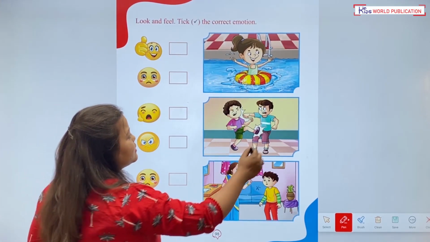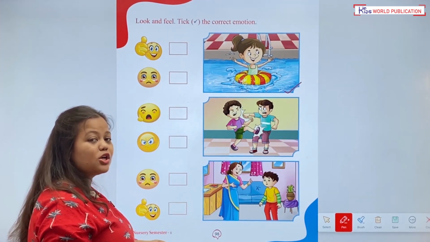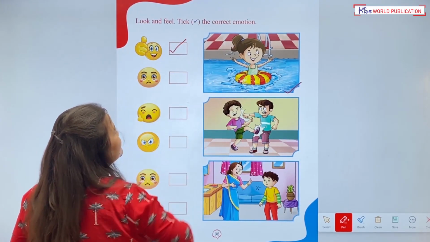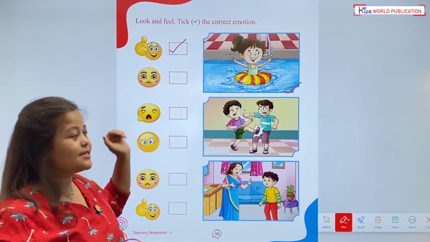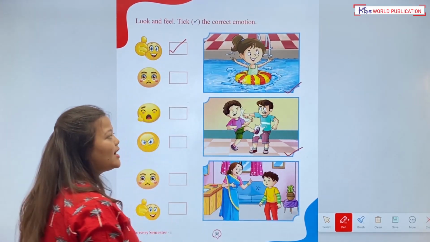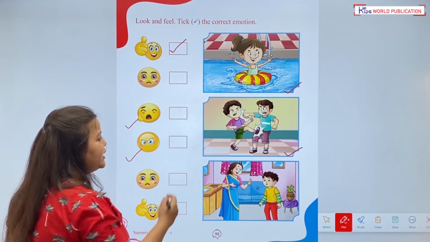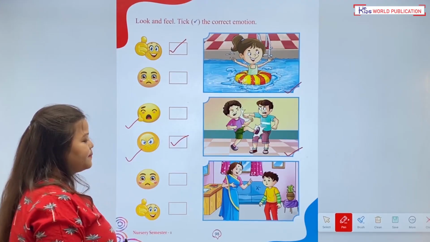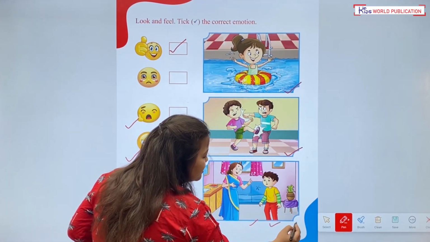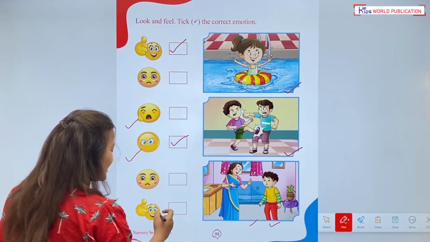So kids, here you can see in the picture, girl is swimming. Is she happy or sad? She is happy. So this is her smiling face. In this picture, you can see boys are fighting. So they are yawning or they are angry? They are angry. So kids, in this picture, you can see mother is scolding son. So son is happy or sad? Son is sad.